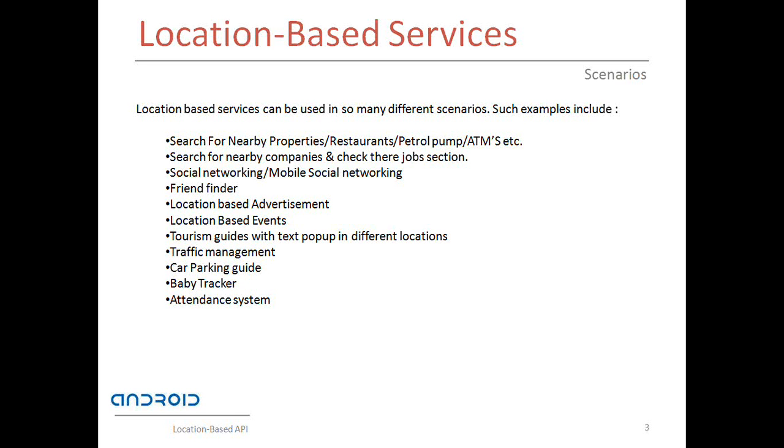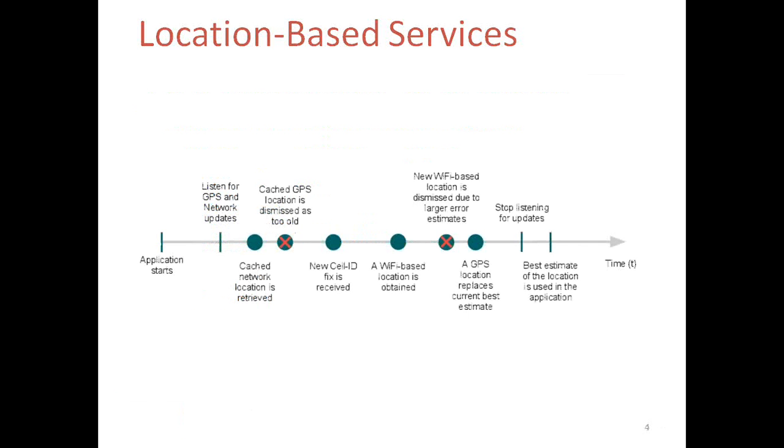Now this is the flow diagram. See how the application works. When the application starts, it listens for GPS and network updates. We can get the device location in two ways that I will explain later also. First is using the GPS, and second is using the network updates.